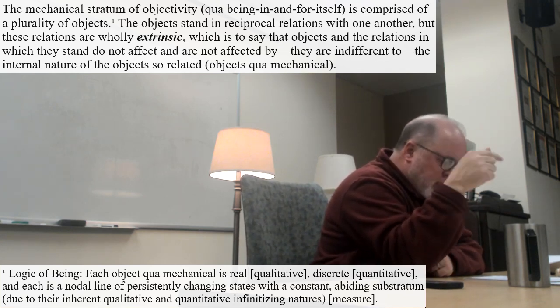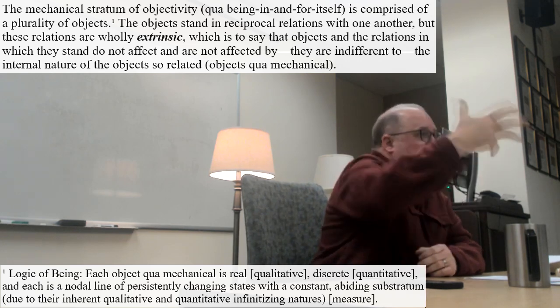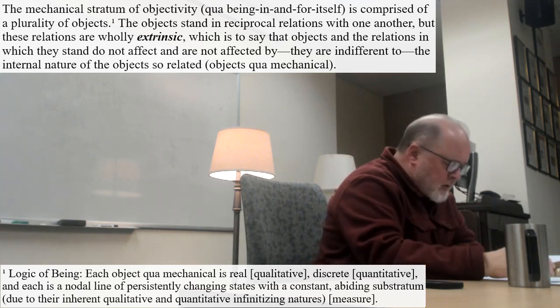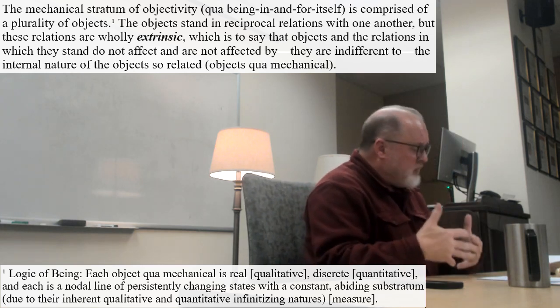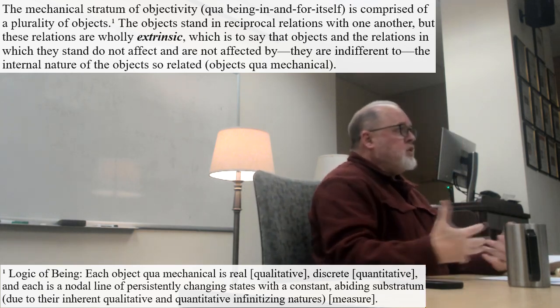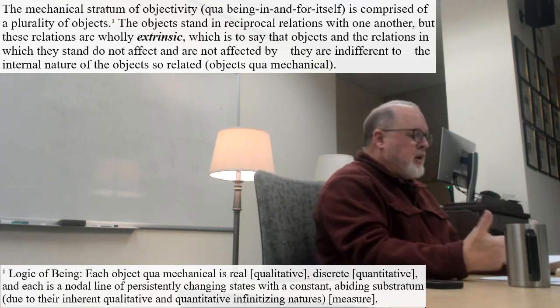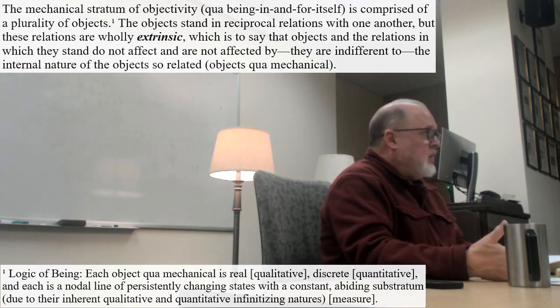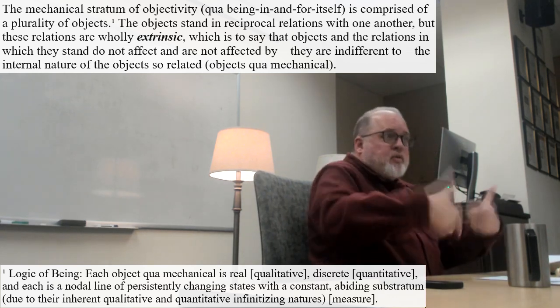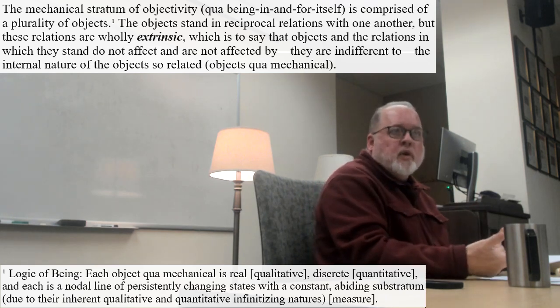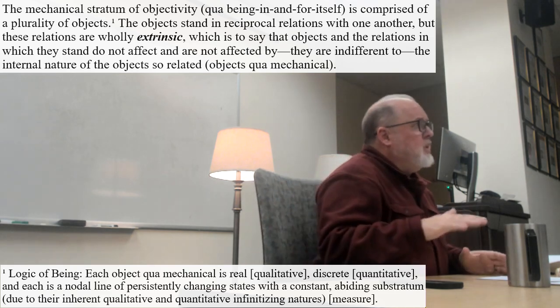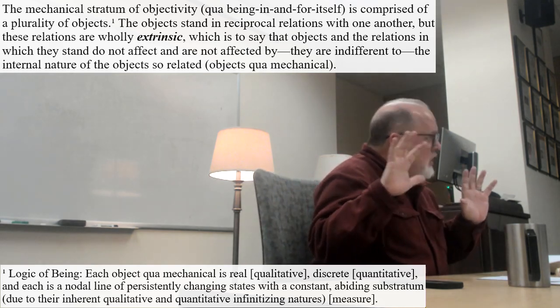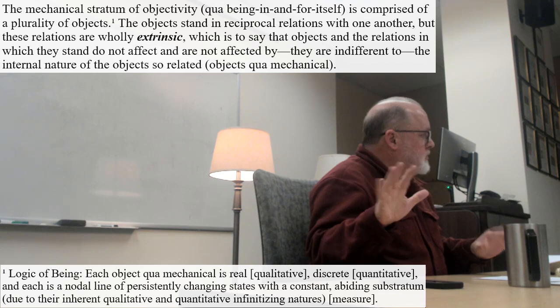He's already saying that each mechanical object is a nodal line of persistently changing state, so it's already undergoing change and transformation, with a constant abiding substratum due to their inherent qualitative and quantitative infinitizing nature. So they have measure as well. So I think the right way to read the mechanism chapter is to say it's objects qua mechanical, or at least those things already going on. That's why I put it up front. Right? To say it's a plurality of these things going on. Now let's look at the mechanical stratum, look at it from the logic of the concept itself.